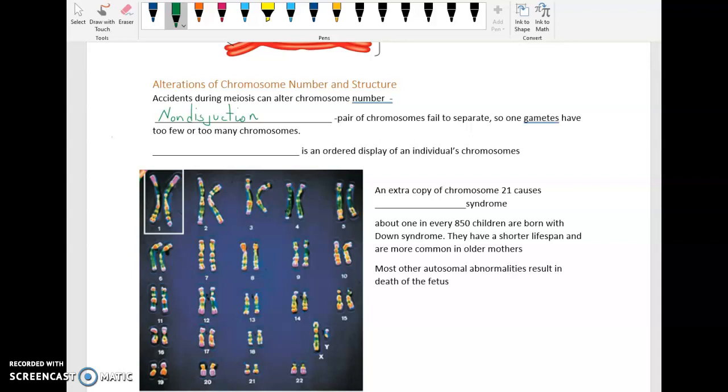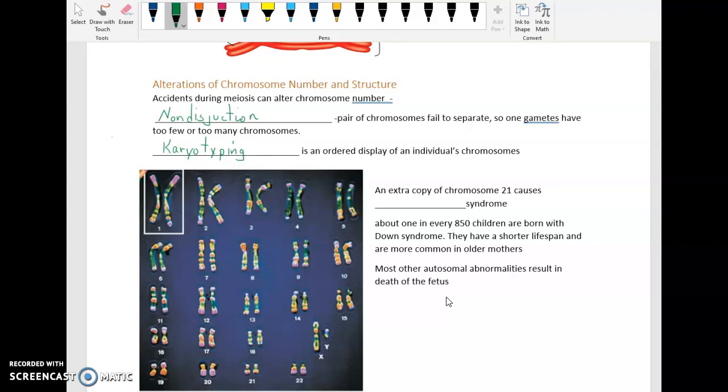In order to diagnose this, we do a karyotyping, which is an ordered display of an individual's chromosomes. To prepare a karyotype, white blood cells are isolated and stimulated to grow. Then they are arrested at metaphase. That's when the chromosomes are all condensed. And then they photograph them under a microscope. The chromosomes are then arranged into ordered pairs so that any chromosomal abnormalities can be detected.